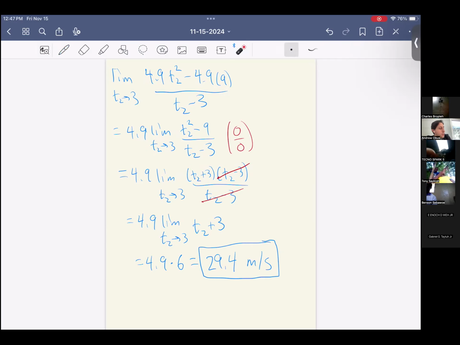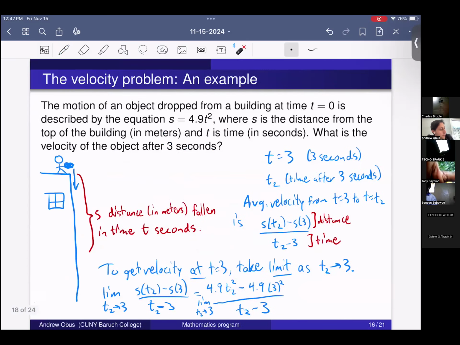Okay, so this is how we do this limit. So the speed after 3 seconds is going to be 29.4 meters per second. Velocity has a direction, so we should say downward, 29.4 meters per second. And this is exactly how we do it, right? We take the same difference quotient and we take the limit as t approaches the time that we care about. That's how we find the velocity of the object after 3 seconds. Okay. Questions?